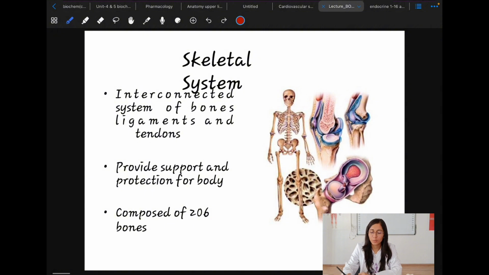Skeletal system. It will be a basic video regarding the skeletal system, which comprises the basic information regarding the bones, the classification of the bones, the function of the skeletal system, and the classification of the skeletal system.